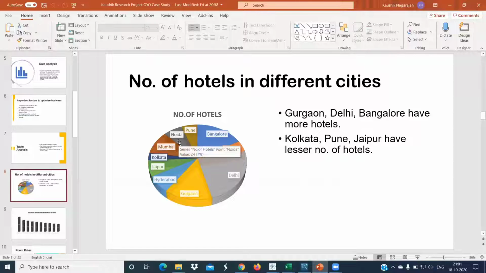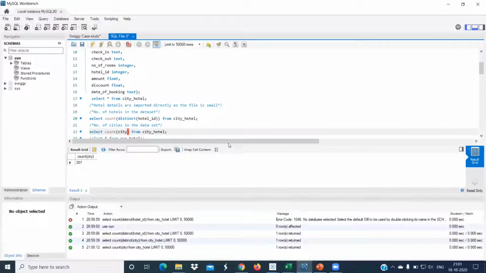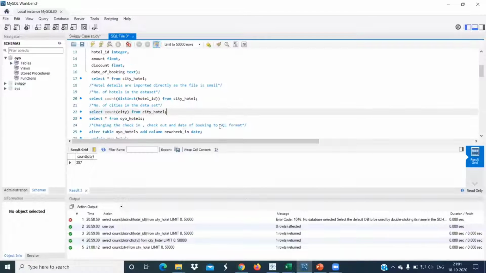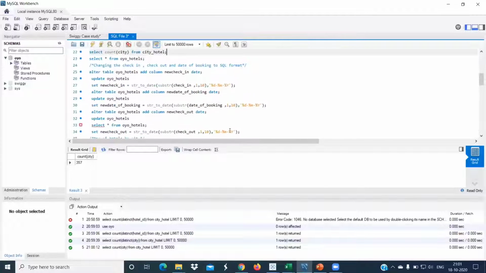Number of hotels in different cities. Again, this is a pie chart. So this pie chart was prepared by executing a SQL query first, and then the values were entered in an Excel sheet. So this pie chart was formed. So the values were found using an SQL query, which I'll demonstrate. It was observed that Gurgaon, Delhi, Bangalore have more hotels, and Calcutta, Pune, Jaipur have fewer hotels. So this is the query to obtain the pie chart, or the number of hotels in different cities.